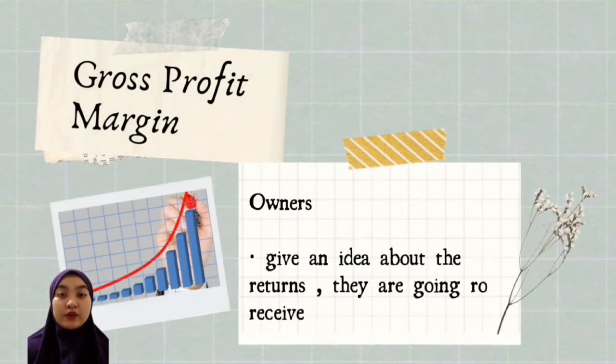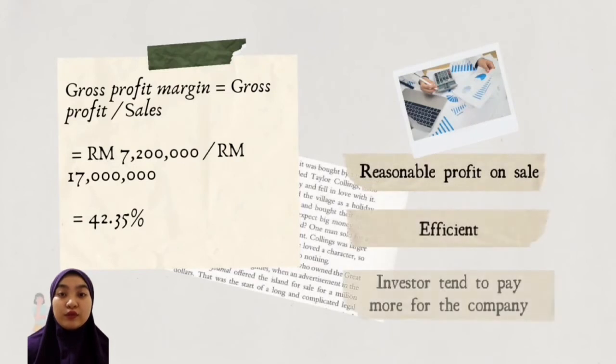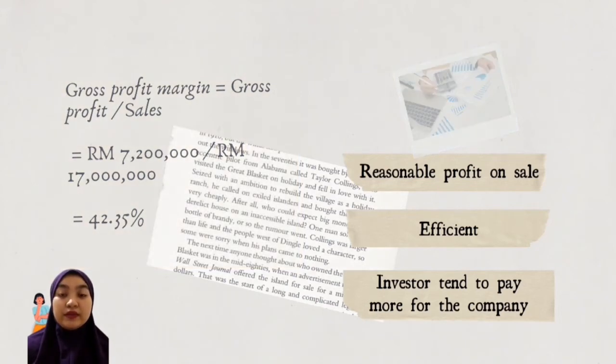The purpose of the gross profit margin is to evaluate a company's financial health by calculating the money left over after subtracting the cost of goods sold from product sales. A higher ratio means that a company can make a reasonable profit on sales. Other than that, investors tend to pay more for a company with higher gross profit.